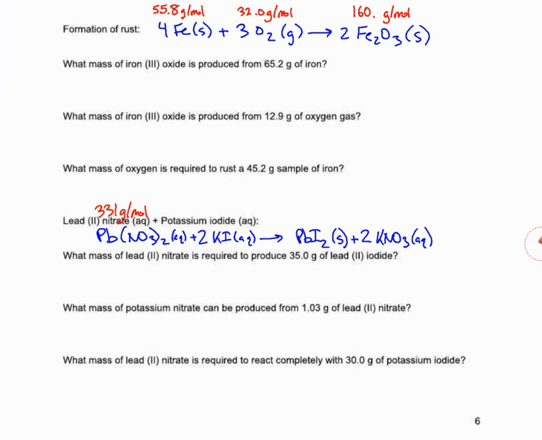Potassium iodide is pretty straightforward. The only thing to keep in mind is to make sure that you are checking the formulas to make sure that they are correct. If your formula is wrong, your molar mass will be wrong. That means your number of moles will be wrong, and it snowballs really. Lead-2 iodide, 461 grams per mole, and potassium nitrate, 101 grams per mole.